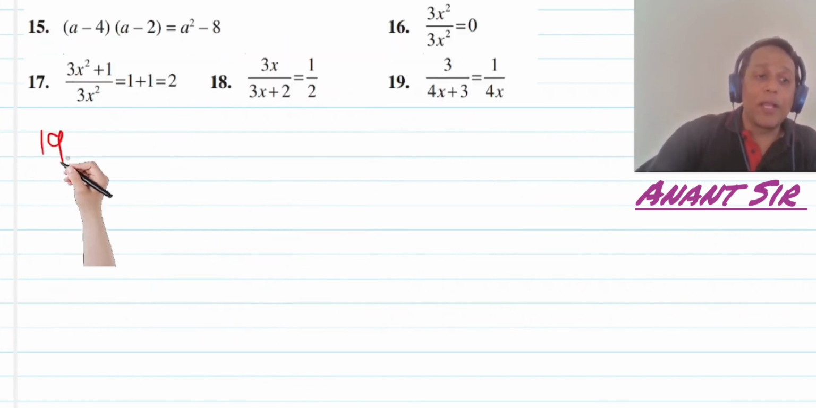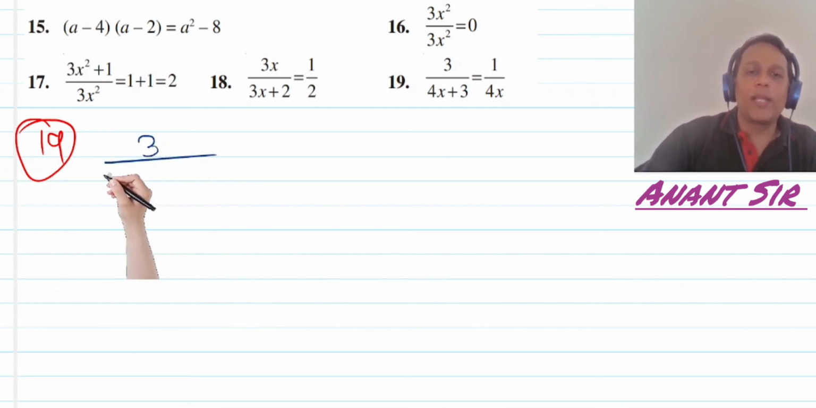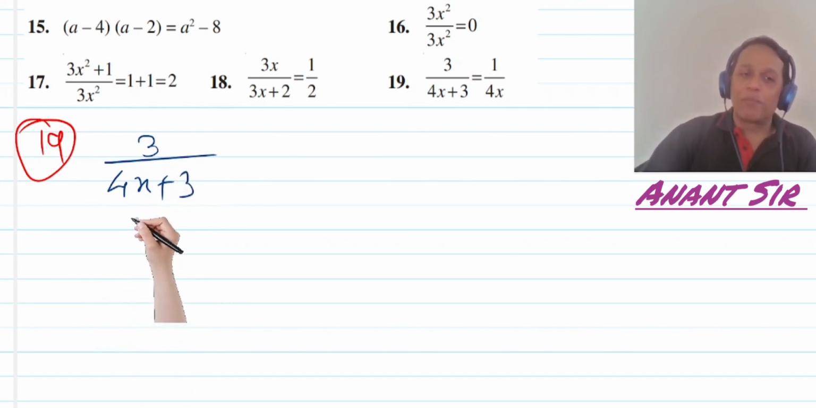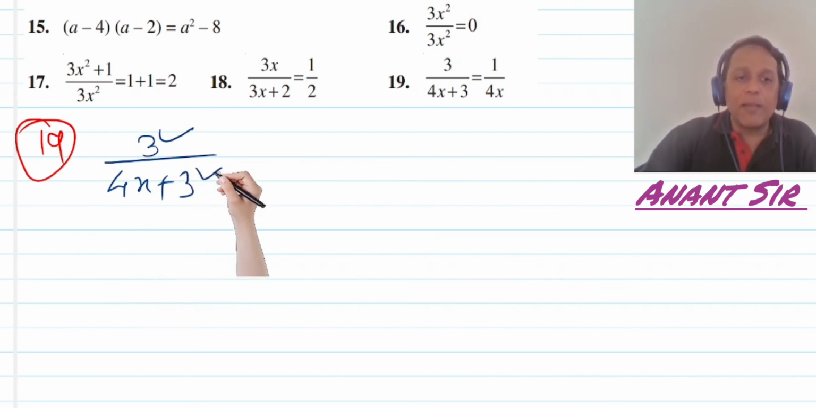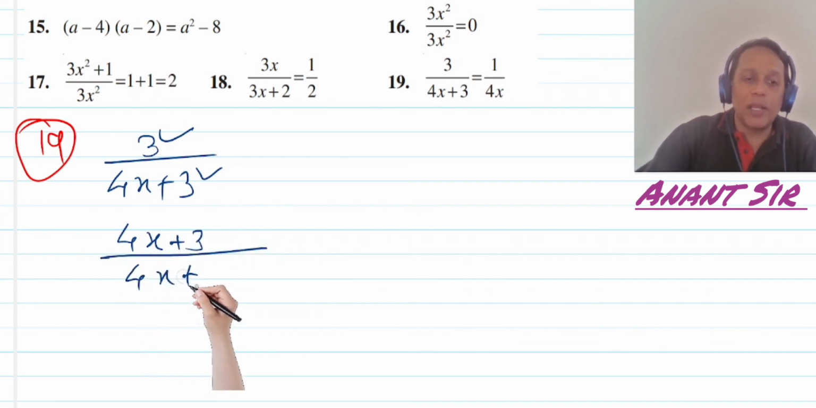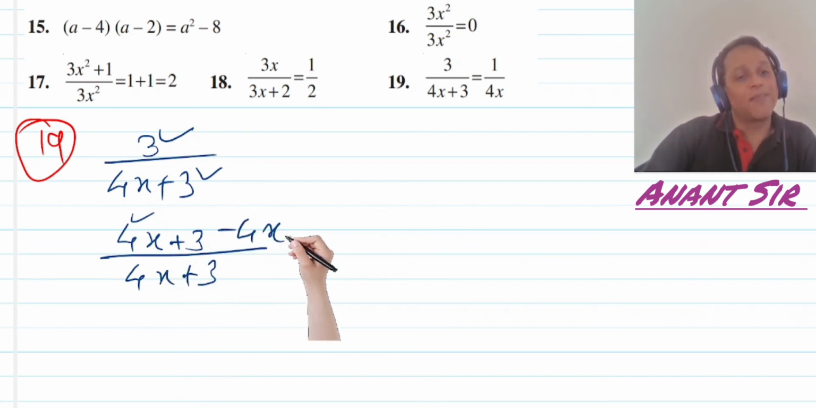So friends, that brings us to question number 19 now. So what is the question now? Here 3 by 4x plus 3. Now can you tell me how can we solve this? Can we solve it similarly like the last question? So what to do? 3 is same here. So what I am going to do, I am going to write this as 4x plus 3 by 4x plus 3. See, I have added here 4x. So I have to subtract again.